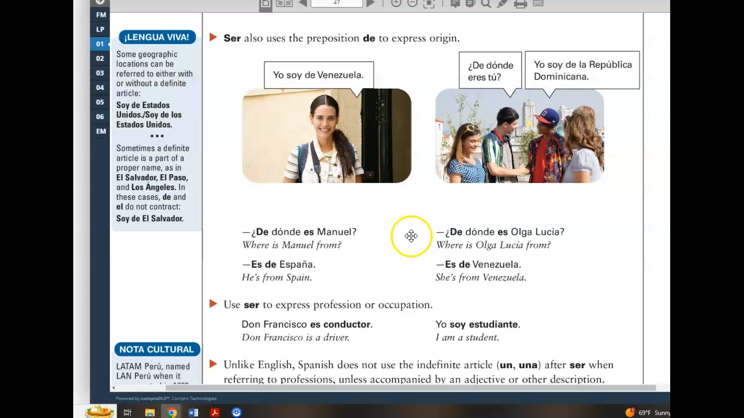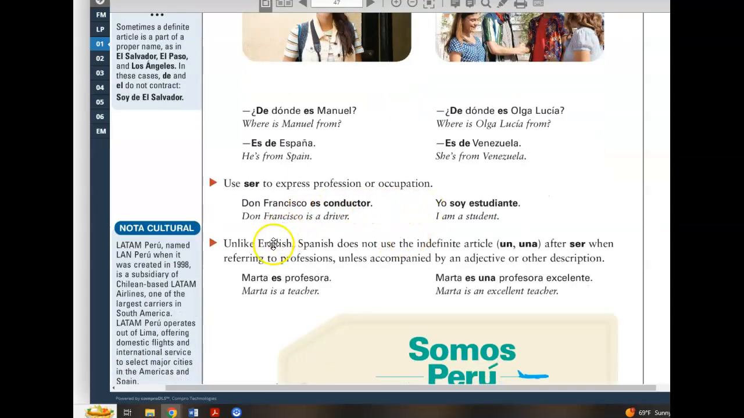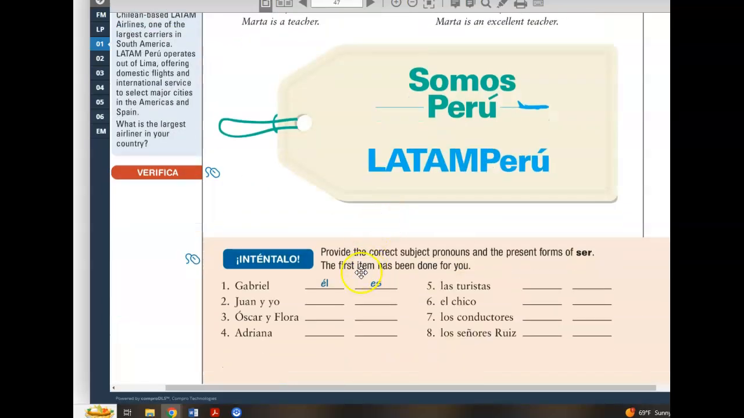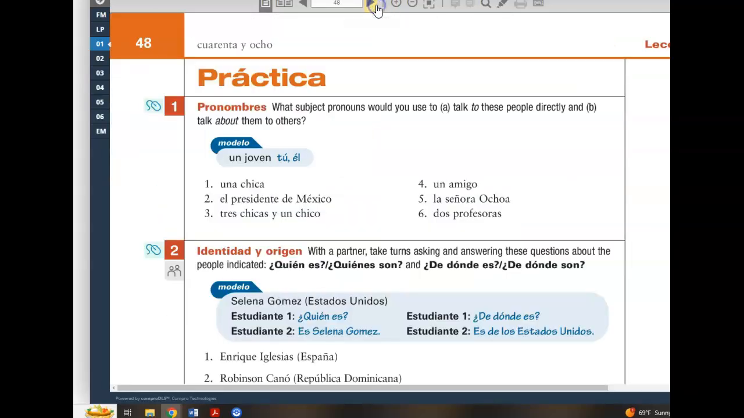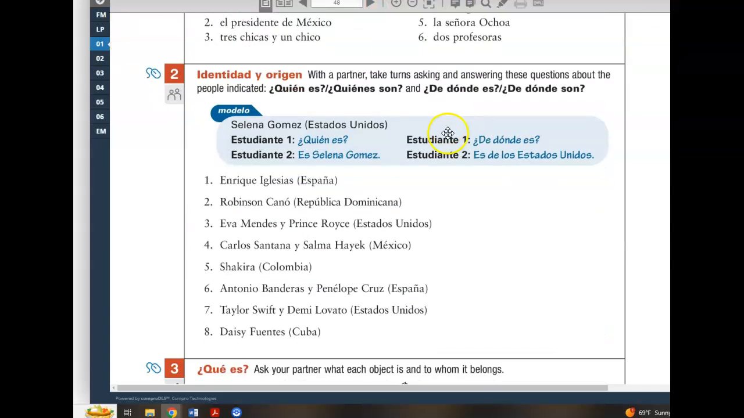We also use ser to indicate profession or occupation, but unlike English, we do not include the indefinite article a, in Spanish, un or una. In Spanish, we omit the indefinite article and just have the profession, as you can see in these examples. We would include the indefinite article, however, if we use an adjective to describe the profession. We did the inténtalo last class, and we are going to continue with doing activity 1 and activity 2.